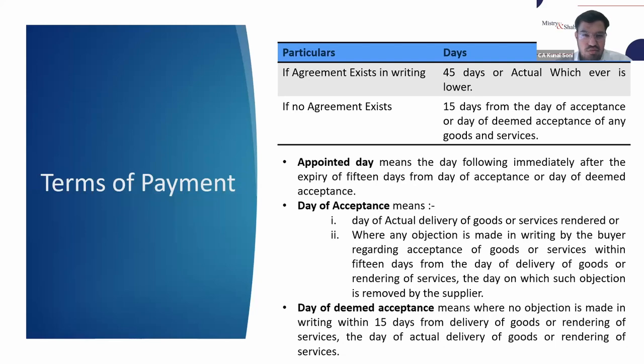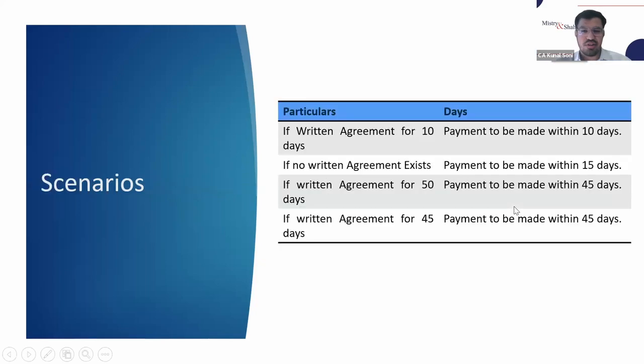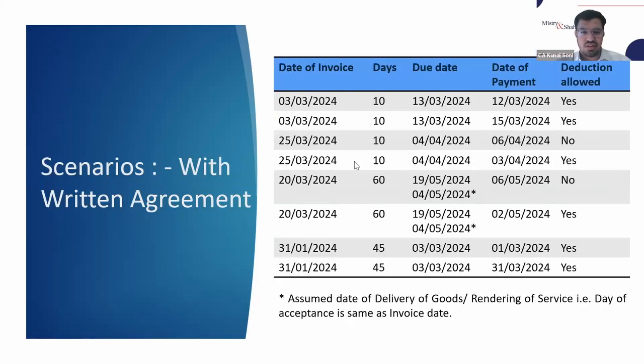Now let us move on to the topic. I will address the other questions later, so I am just providing a brief as of now. This is a scenario that we have considered. These are the dates of invoices and the days, in the case where there is a clear-cut written agreement. This is the due date for the payment, and this is the actual date of payment. In that case, would the deduction be allowed or not?